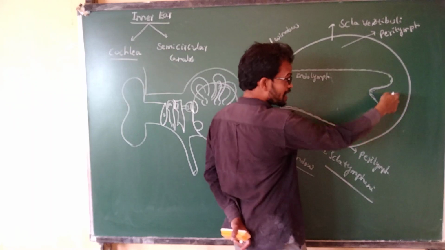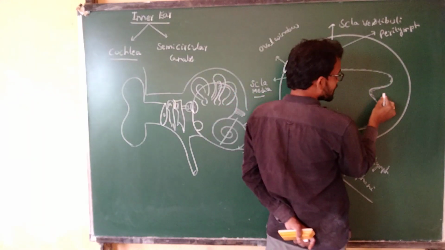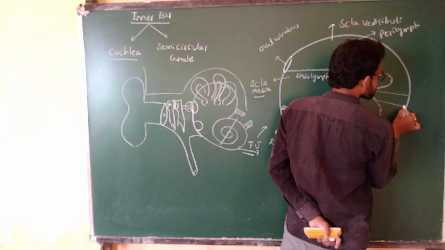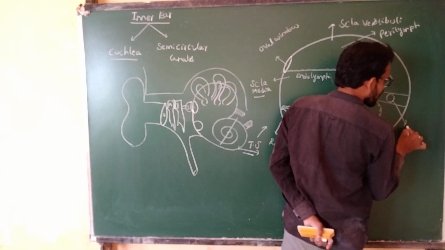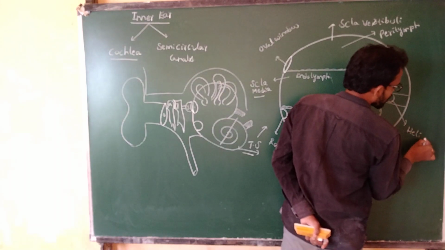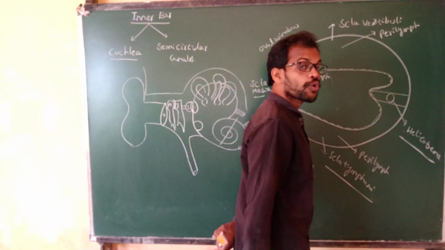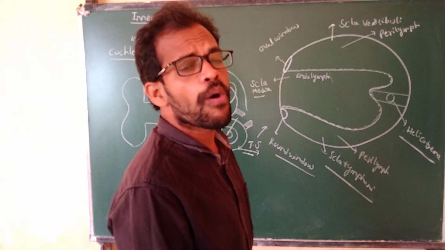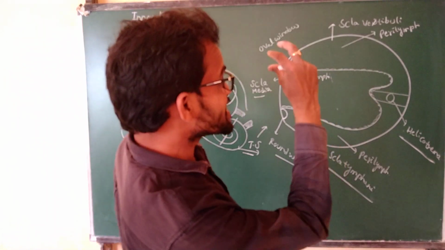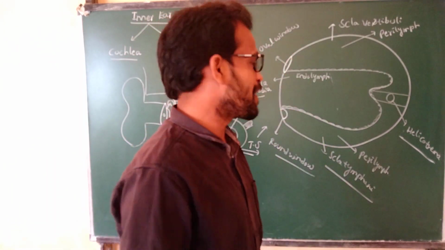The scala vestibuli opens into the scala tympani through one small opening. This opening is known as the helicotrema. Helicotrema means the small opening located between the scala vestibuli and scala tympani.